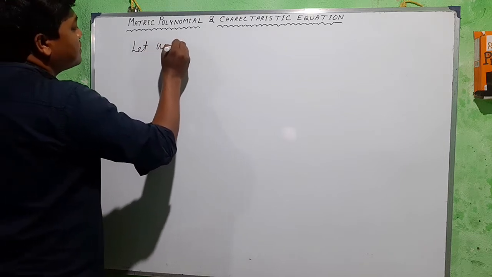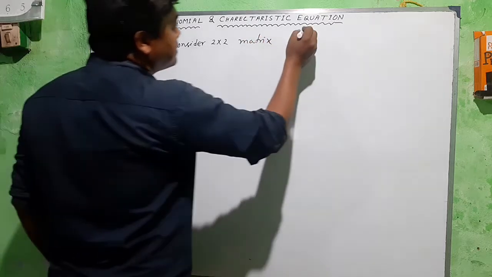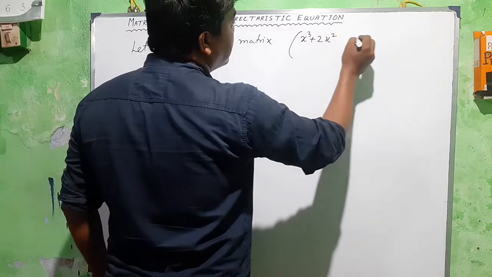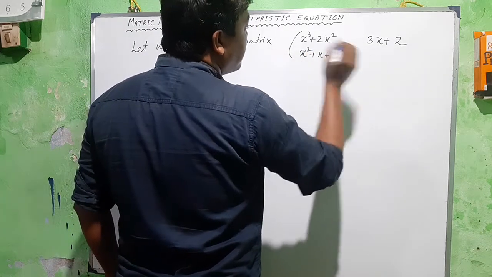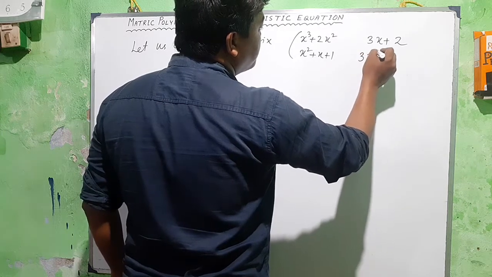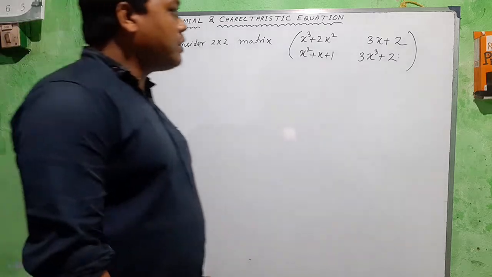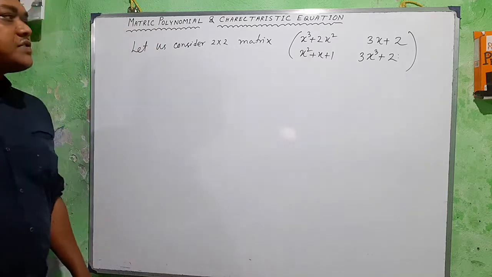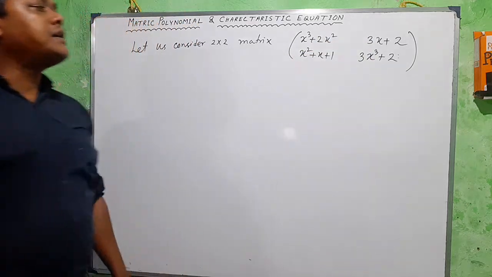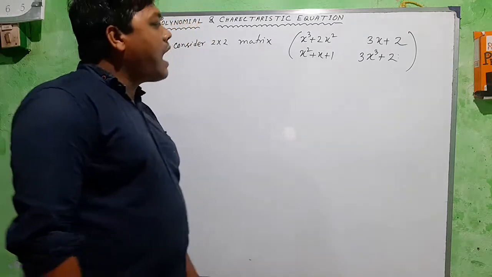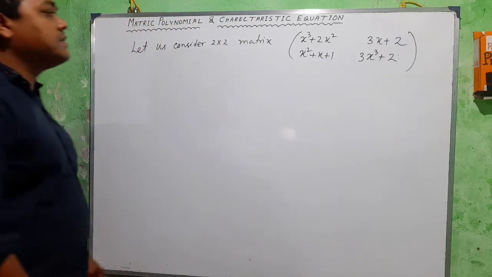Let us consider a 2 cross 2 matrix. For example, a 2 cross 2 matrix like this: x cube plus 2x square, and 3x plus 2, and x square plus x plus 1, and next is 3x cube plus 2. Okay, so let us consider this matrix. This is a 2 cross 2 matrix. The first row first element is x cube plus 2x square, and the second element is 3x plus 2, and the second row first element is x square plus x plus 1, and the last element is 3x cube plus 2.